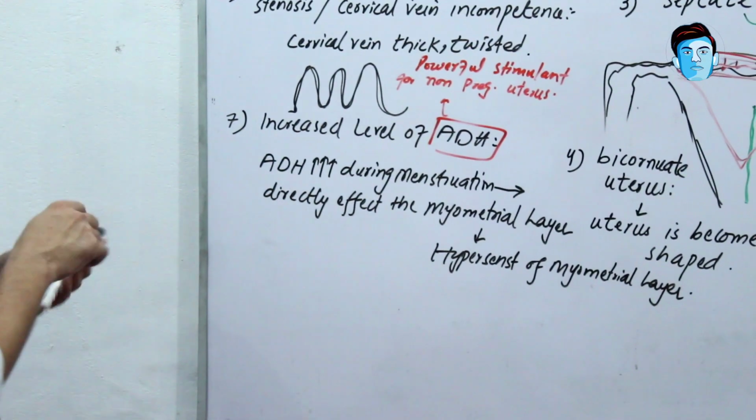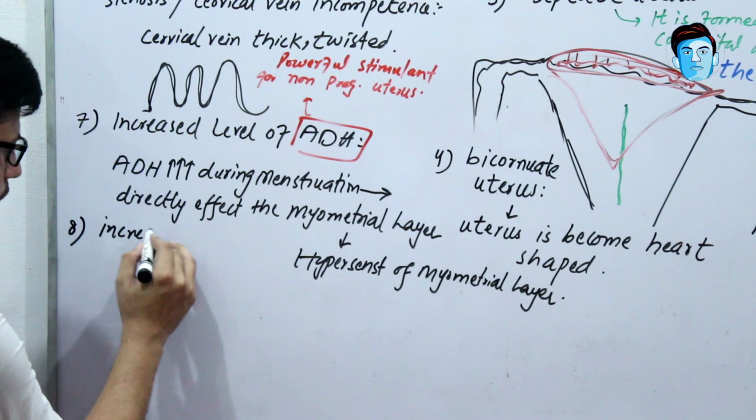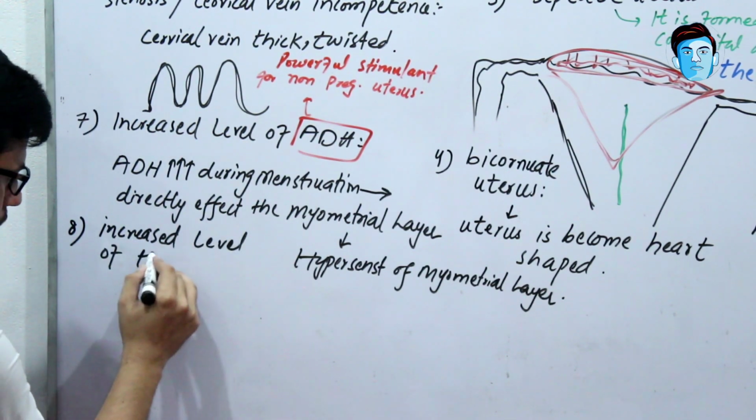Another cause for primary dysmenorrhea is an increased level of progesterone. Sorry, the increased level of prostaglandins.